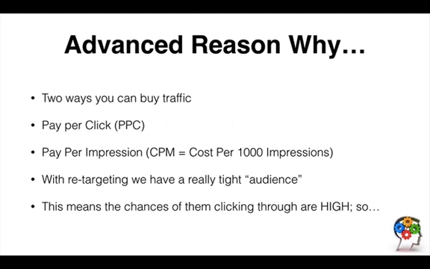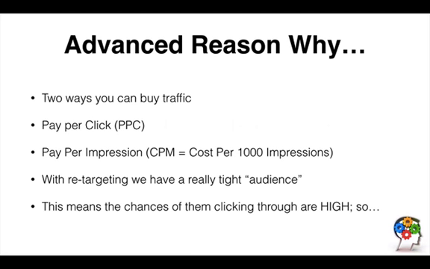So let's say there are two ways you can buy traffic, okay? One is every time someone clicks your ad, you pay, which is pay per click. You've probably heard of that one before. And the other one is called pay per impression, also known as CPM, which stands for cost per 1,000 impressions, okay? So that just means that instead of paying every time someone clicks your ad, you can choose to pay every time your ad is shown to 1,000 people that you've chosen, okay?